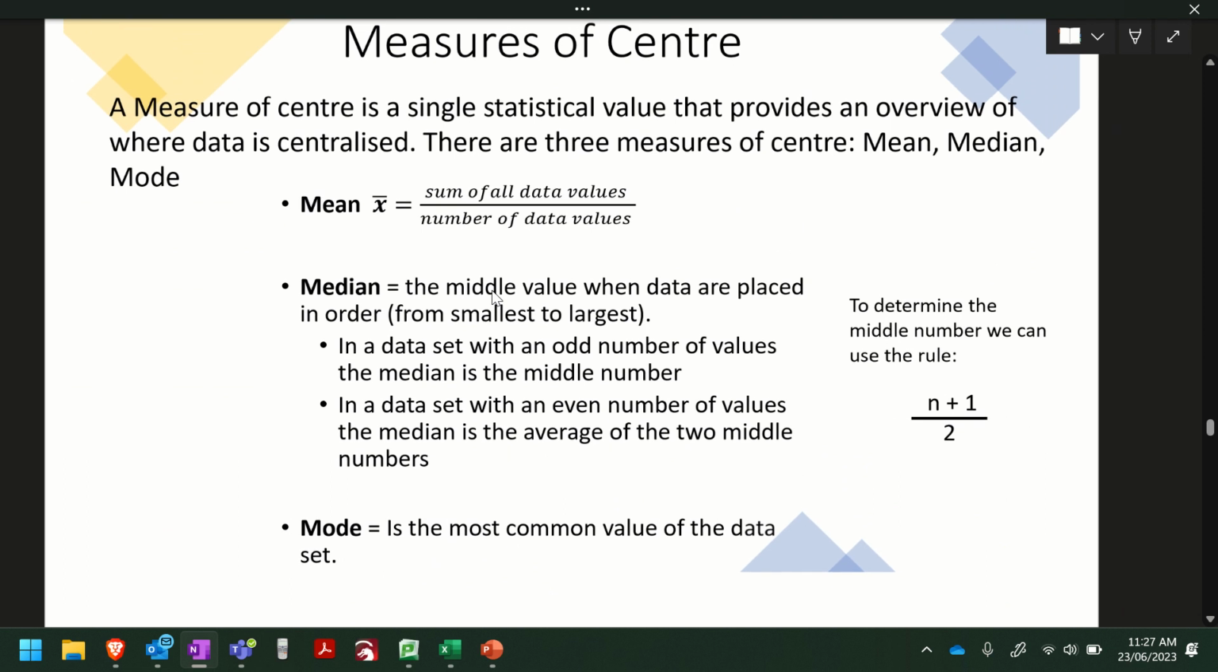All right, quick recap. A measure of center is basically a single number that represents the whole data. You kind of think of it as, where is it in the middle? The average. There's three ways we can find the measure of center. The first one is the mean. Everybody knows this. The mean is when you add everything together and then divide it by the number of numbers. So that's what that formula is saying here. You add everything, the sum of all your values, and then you divide it by the number of values that you have. Okay, so that's the mean.